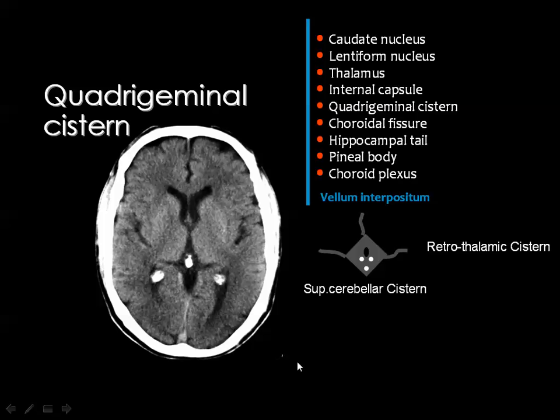Then if you go to this anatomy, the caudate nucleus is here, the lentiform nucleus is there, the thalamus is here, the internal capsule in between, the quadrigeminal cistern, this rhomboid structure, the choroidal fissure, this one, the hippocampal tail posterior to it, the pineal body is this one, the choroid plexus in the lateral ventricles. Then the CSF space going above the third ventricle is known as the velum interpositum.